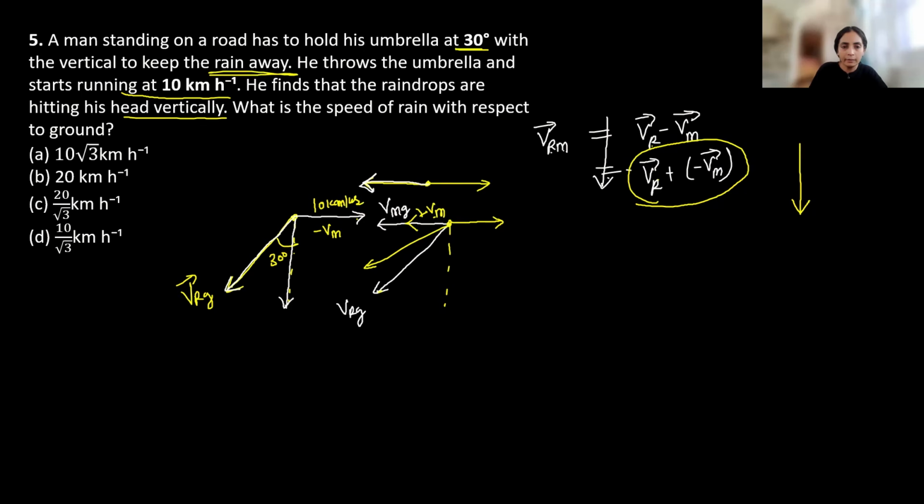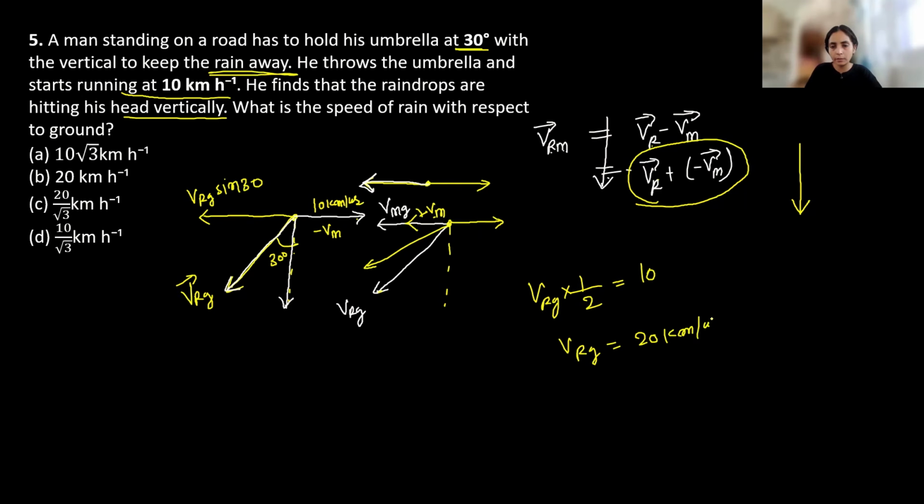Okay, and then this VRG horizontal component will be how much? That is your VRG sine 30. So clearly VRG sine 30, that is VRG into half, should be equal to 10 kilometer per hour. So VRG should be equal to how much? 20 kilometer per hour. You don't need to go with the lengthy calculation of adding these two at an angle of 30 plus 90, that is 120.